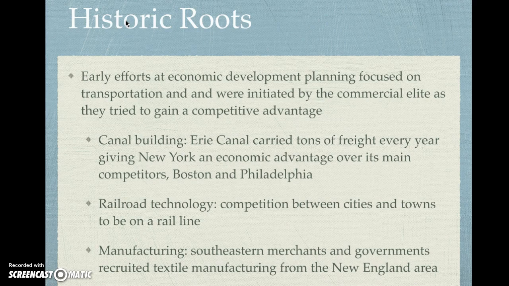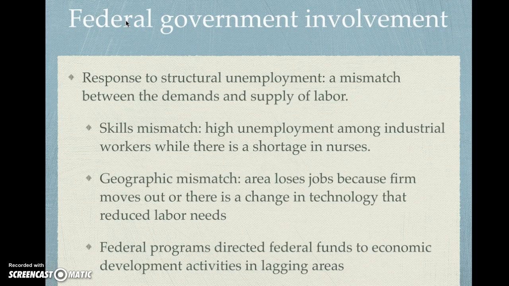And then another form this took was in manufacturing, when our country was relying on a manufacturing economy. Instead of having textile manufacturing only in the New England area, where it was really booming, southeastern governments and merchants were recruiting these manufacturers. They were trying to get these textile manufacturers to move south. So that's what early economic development looks like.